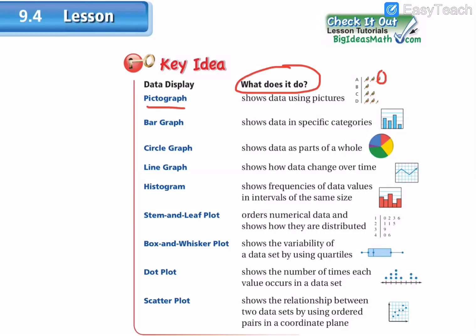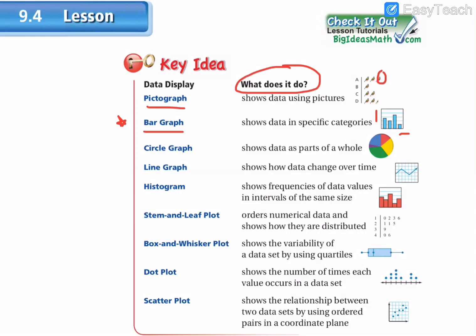Okay, next up we have the bar graph, which we're going to use quite often, so I'm going to put a star next to that one. The bar graph is really good for showing data in specific categories. So for example, if you're surveying people on what is their favorite type of ice cream, you could easily put type of ice cream on this axis and then the number right here on the y-axis.